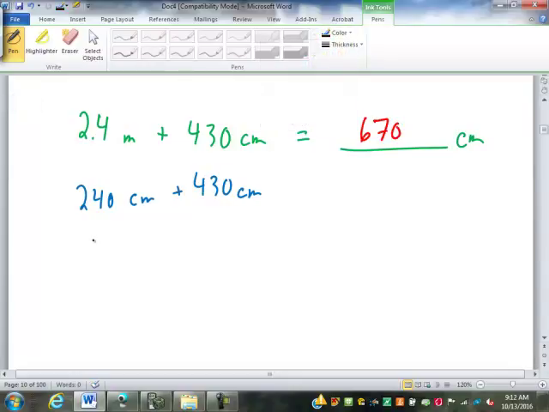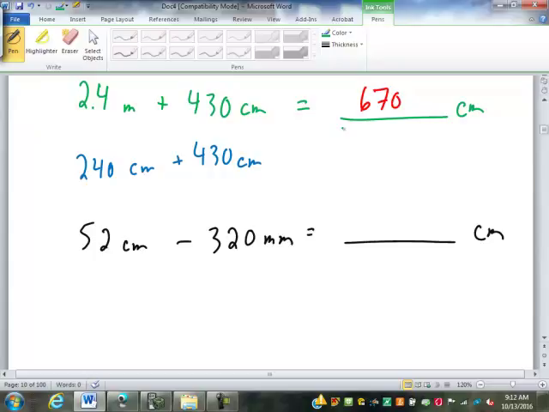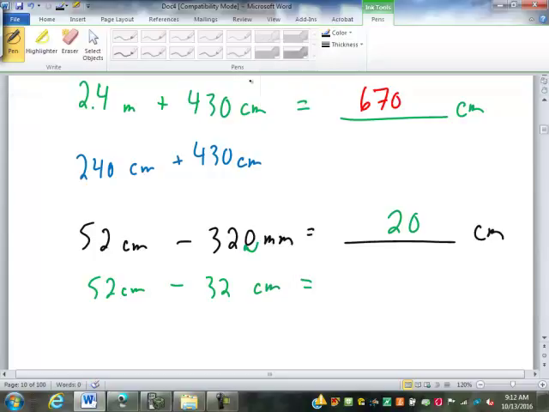Subtraction, same thing. I might have 52 centimeters minus 320 millimeters. Let's say I'm told I want my answer in centimeters again. Which one has to change? The millimeters. So the 52 centimeters stays the same. This becomes how many centimeters? 32, right? Millimeters to centimeters is one spot to the left. I just have to move it over one spot. Okay. So 52 minus 32 is 20 centimeters. You'll get used to it. You just got to memorize the chart.